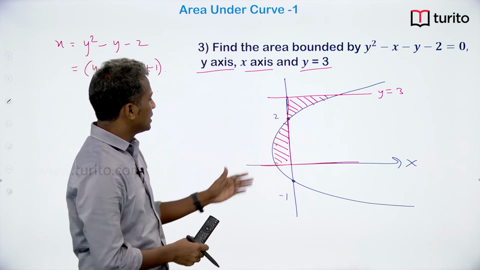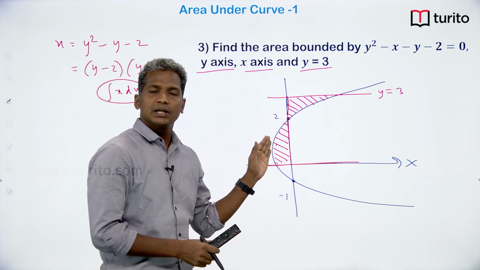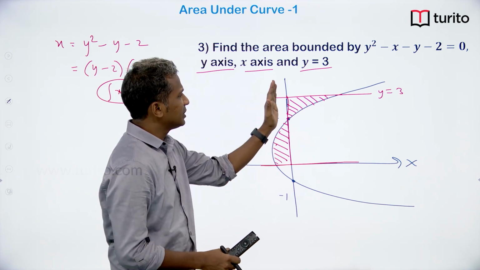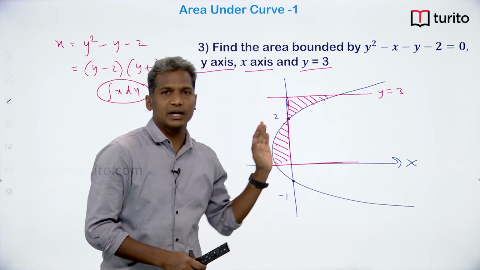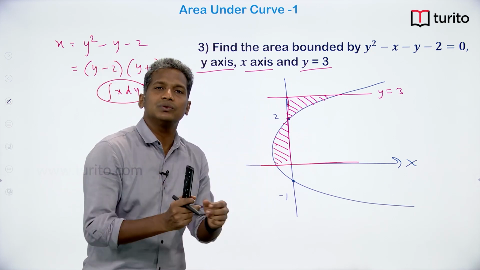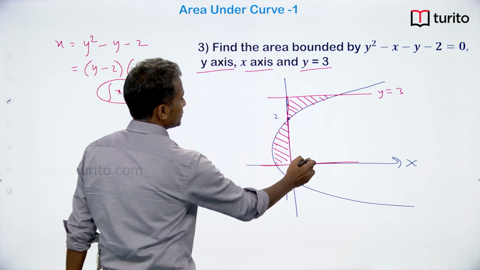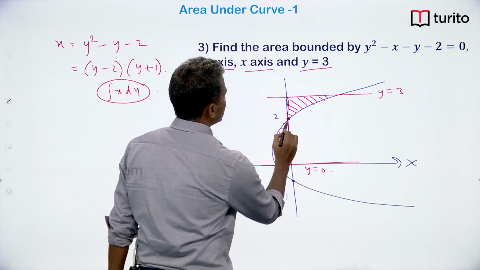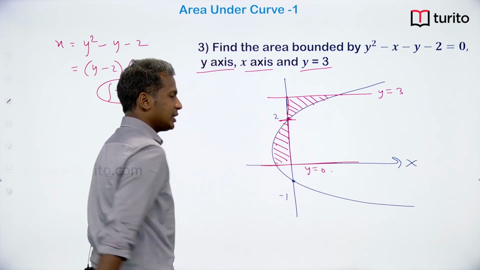But if you notice, for some region the function is on the left side of the y axis, for some region the function is on the right side of the y axis. So what we do here is break the integral into two parts. Okay. So this is our y equal to 0 line, this is y equal to 2, this is y equal to 3.